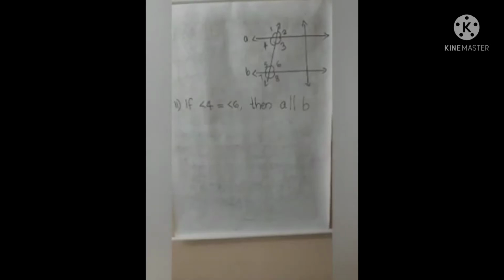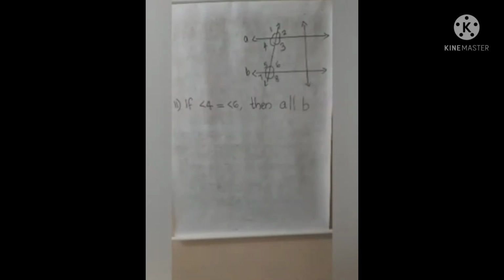Now second statement, if angle 4 equal to angle 6, then we have to prove A is parallel to B. So what is given here? Angle 4 is equal to angle 6. One pair of angles are equal. We need to prove these two lines are parallel. So let us identify which are the given angles. Angle 4 and angle 6. Which is angle 4? This is angle 4 and this is angle 6.